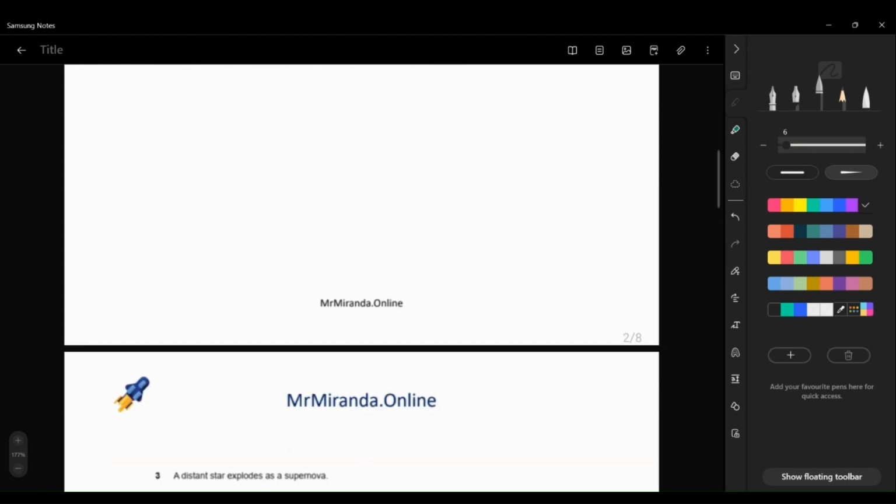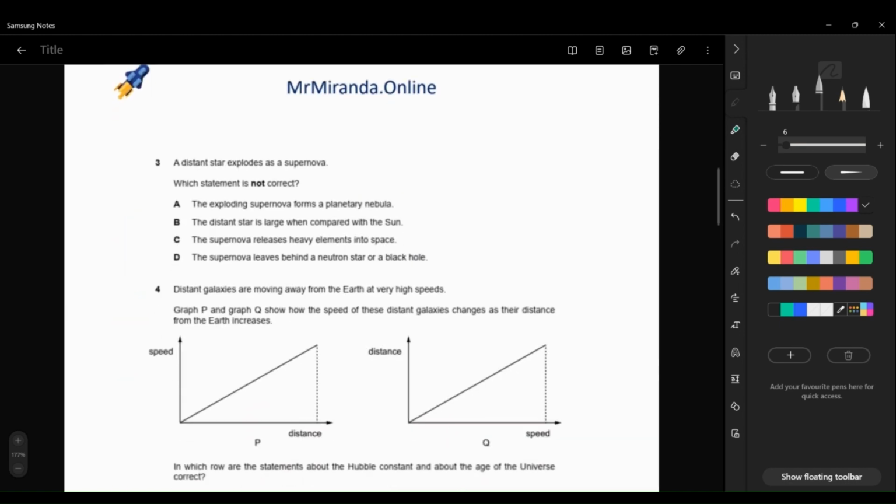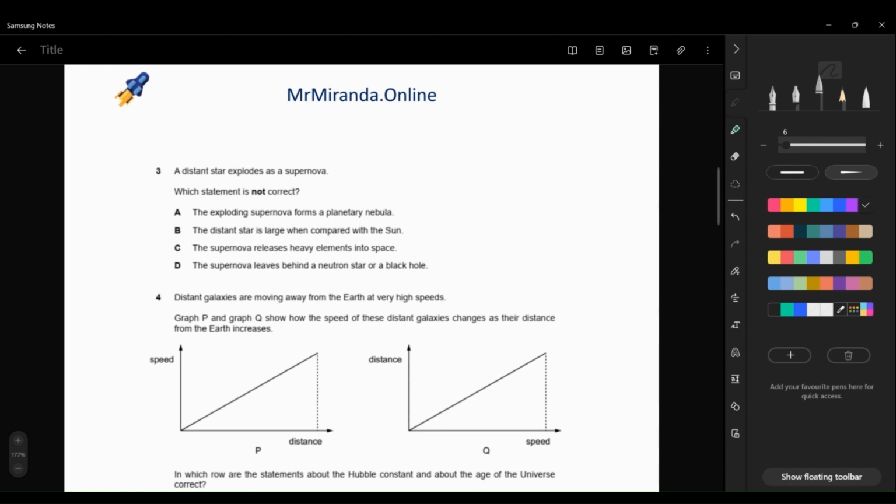Question 3. A distant star explodes as a supernova. Which statement is not correct? A. The exploding supernova forms a planetary nebula. B. The distant star is large when compared with the Sun. C. The supernova releases heavy elements into space. D. The supernova leaves behind a neutron star or a black hole.